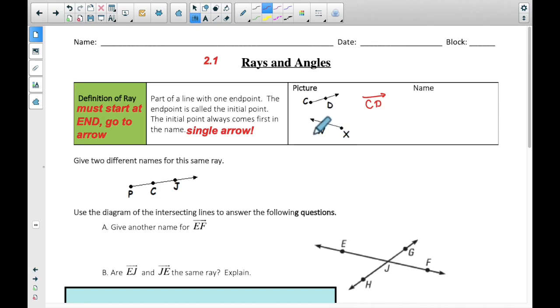Now, even if it's pointing to the left, we're still going to start at the endpoint and go towards the arrow. So this is ray XW, even though it looks kind of backwards because it's starting at that point and going that way. When we have a ray that has several points on it, we can use any one of those points to name it. But we always have to start with the endpoint. So we always have to start with P, and then we can say, okay, well, this is PC, or we could call it PJ, because both of those rays start at P and go on for infinity. So as long as it's going that way, we could call it either one.